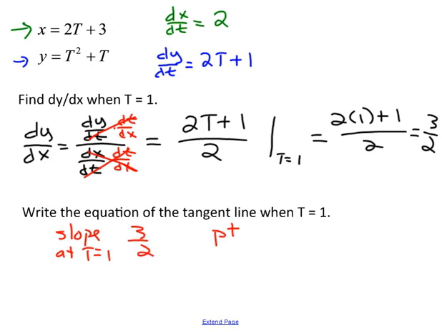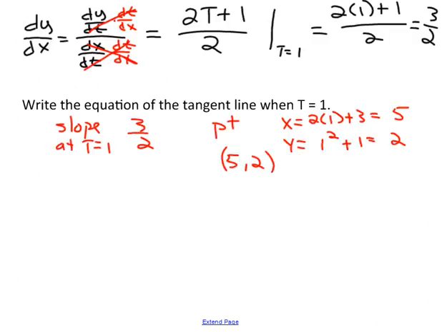So now I need the point, and I'm going to get that by plugging t into my x and y equations. So x is 2 times 1 plus 3. My x is 5, and my y is 1 squared plus 1, which is 2. So I have the point (5, 2), which makes my equation y minus y1 is... no, that's backwards. y minus y1 is my slope, which is 3/2, times (x minus x1), which is my 5. And there is my equation of my tangent line.